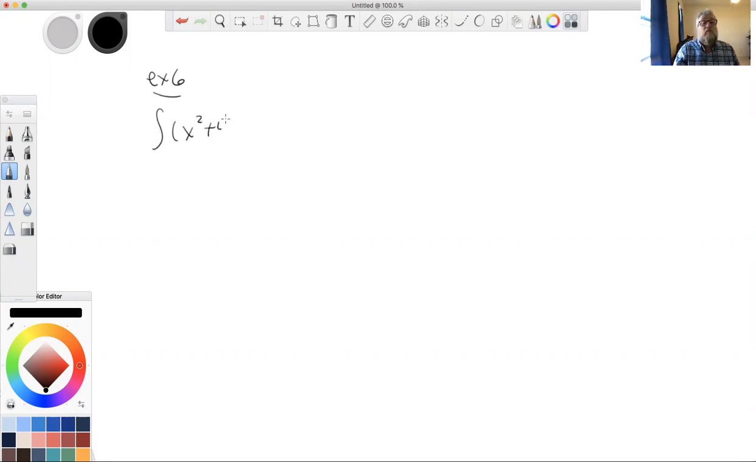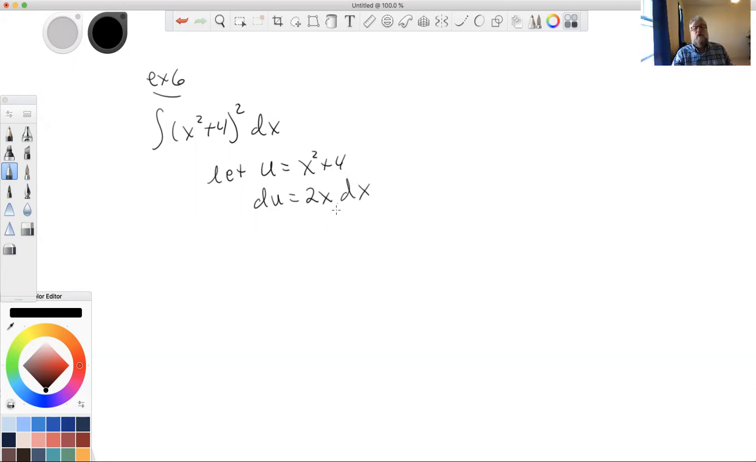x squared plus 4, squared, dx. Okay, function to an exponent. I know this. This is easy. u equals x squared plus 4, right? And du, of course, we take the derivative. Derivative of x squared is 2x. Derivative of 4 is 0. Boom, there we go. So, do I have the 2x dx?